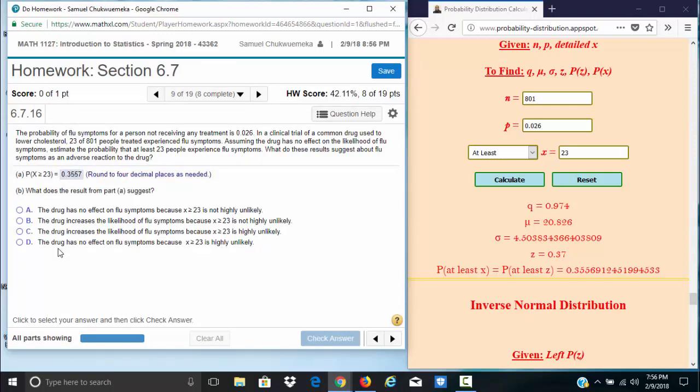What does the result from part A suggest? This is 35.57%, way more than 5%. We assume the drug has no effect on the likelihood of flu symptoms, so this result actually supports that. The drug has no effect on flu symptoms because this probability is more than 5%. So we say the drug has no effect on flu symptoms because x greater than or equal to 23 is not highly unlikely. So our option will be A.